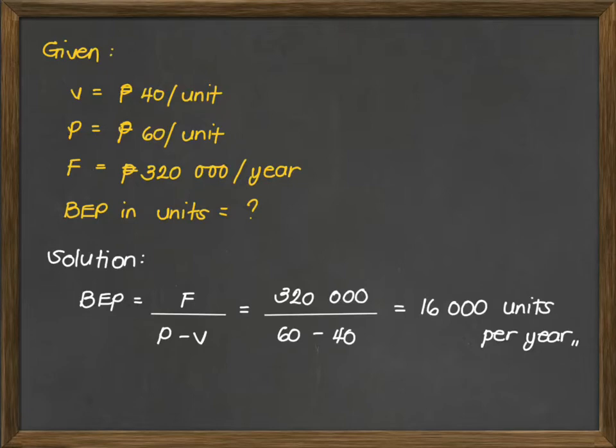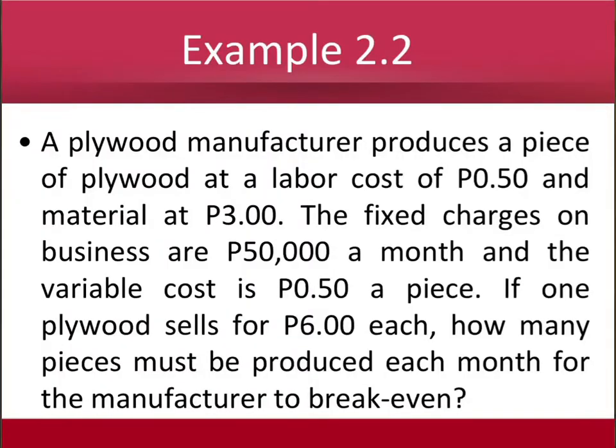in units. Now, if you want to know the break-even point in peso, we'll just multiply 16,000 by the unit price of 60 pesos per unit. So, ganun lang siya. Right? So, let's move on to the next problem.